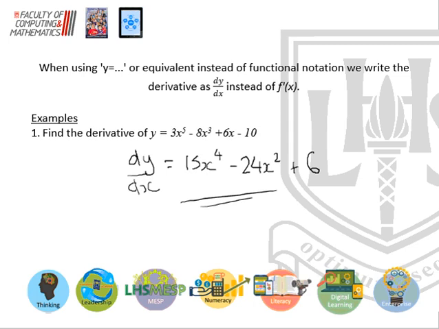Okay, if it's not y equals and the x's are different letters, it would just be exactly the same thing, dp by dq, for instance. Okay, but that's just how you show differentiation in Leibniz notation.